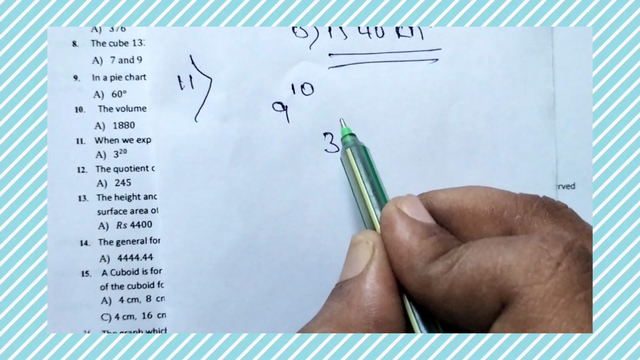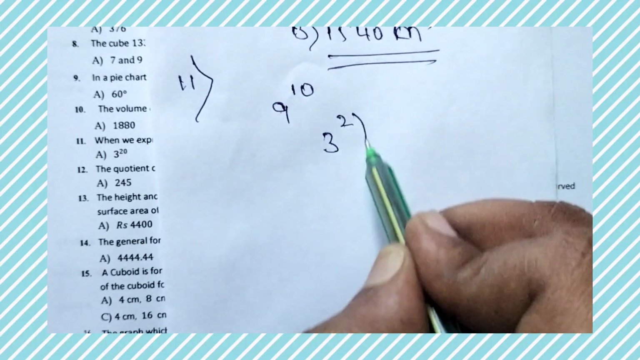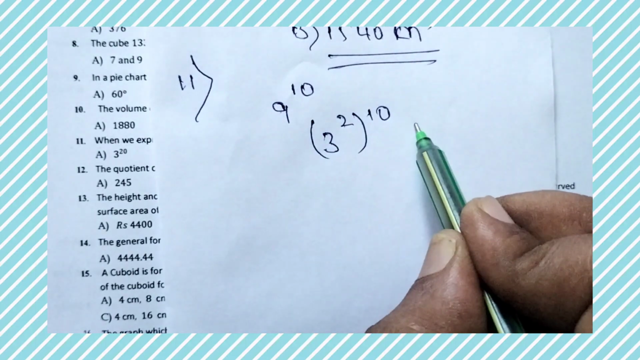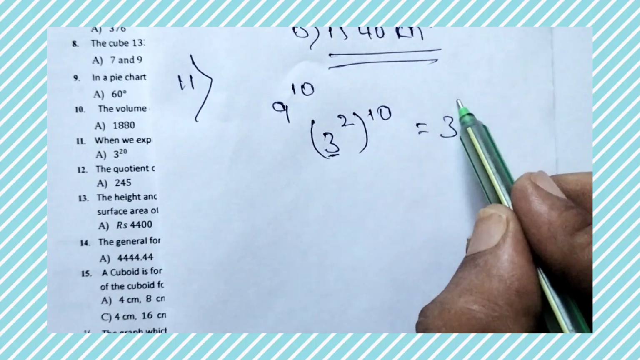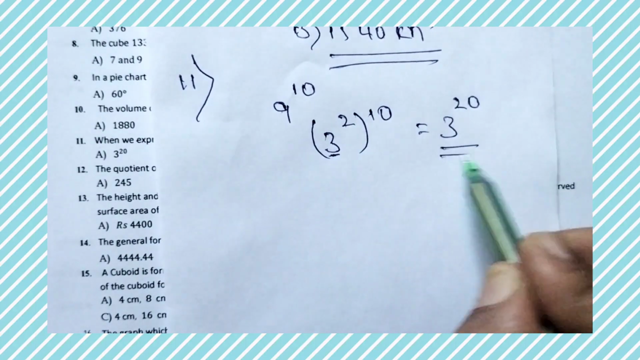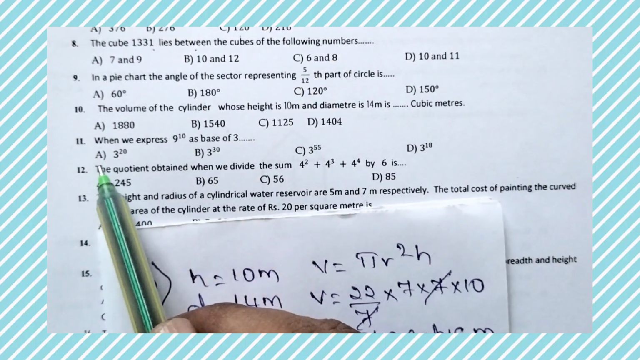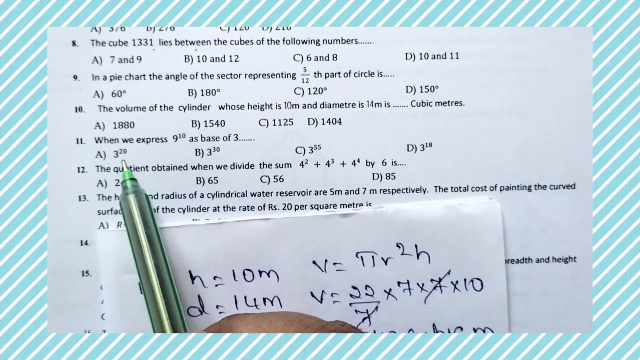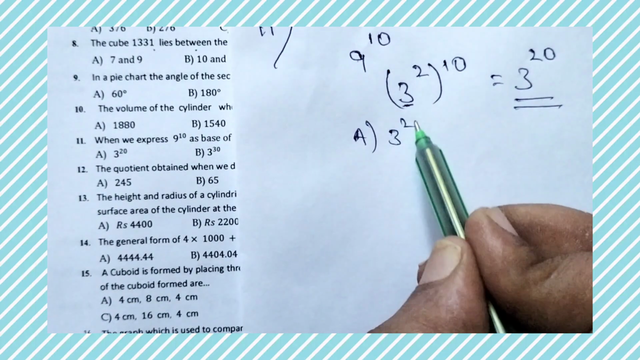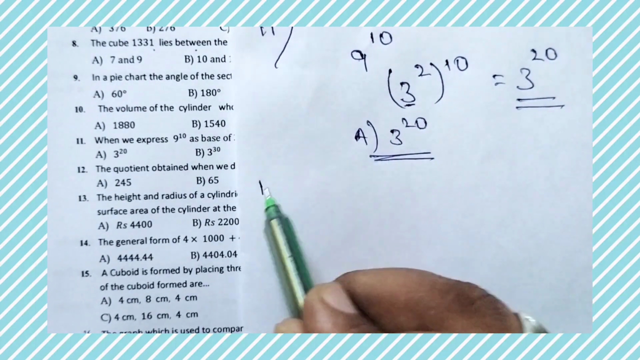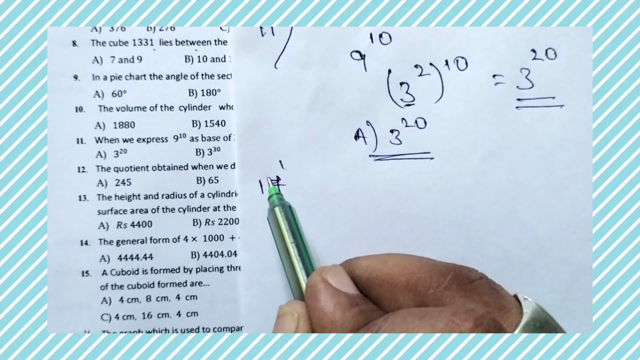9 can be written as 3 to the power of 2, then whole to the power of 10, which is equal to, see, the base becomes 3. 3 to the power of 2 into 10 is 20. So 3 to the power of 20. So here the right option is option A, 3 to the power of 20. For the 11th question, option A, 3 to the power of 20 is the right answer. Then coming to the 12th question.